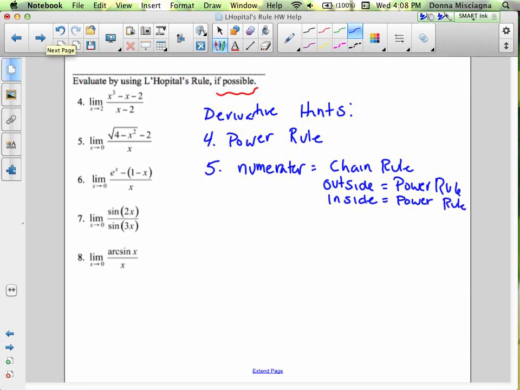Number 6, you've got derivative of e to the x. Oh my gosh, that is just the easiest derivative of all, right? And a power rule in the numerator, because you've got x to a power.